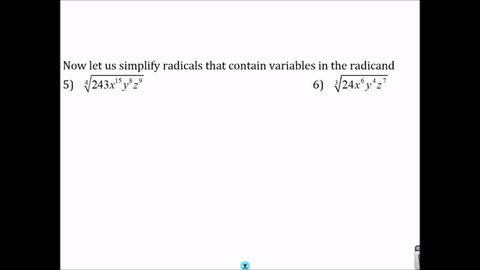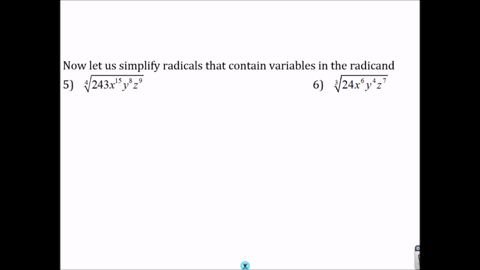We can also simplify radicals that have variables in it. So if I have fourth root of 243 x to the 15th y to the 8th z to the 9th, I want to look at each of those pieces individually. I'm going to look at fourth root of 243, see if I can simplify that. Then I'll look at the fourth root of x to the 15th, then fourth root of y to the 8th, then fourth root of z to the 9th.